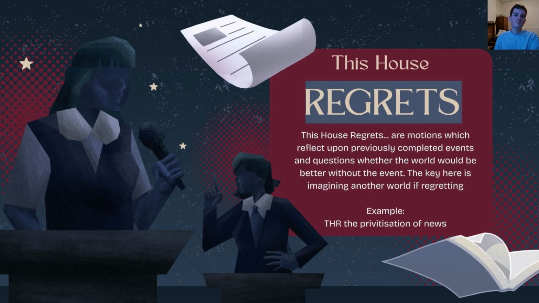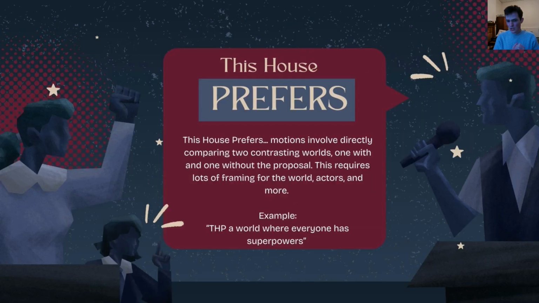I'm moving into the last motion type you're going to see. Again, this is another world comparison. So it's this House prefers. This House prefers motions involve directly comparing two contrasting worlds, one with and one without the proposal. And this is going to require a lot of framing, probably more on the government side, in terms of how actors and society are going to be run. So whatever is being preferred, they have to really characterize and demonstrate and prove why this is going to be the case.